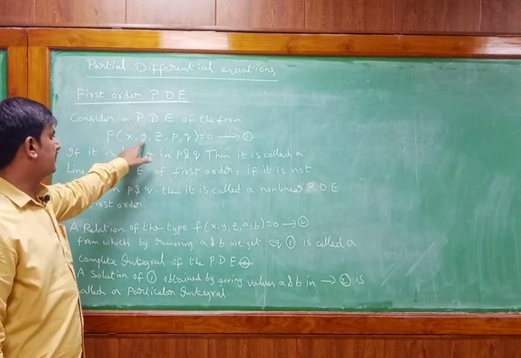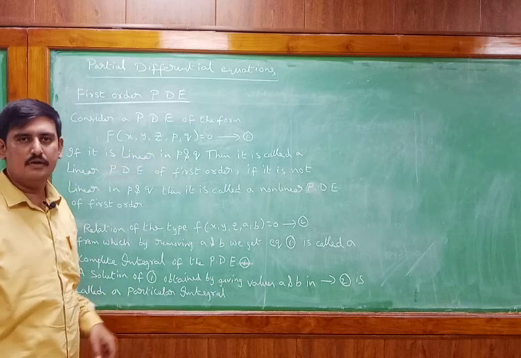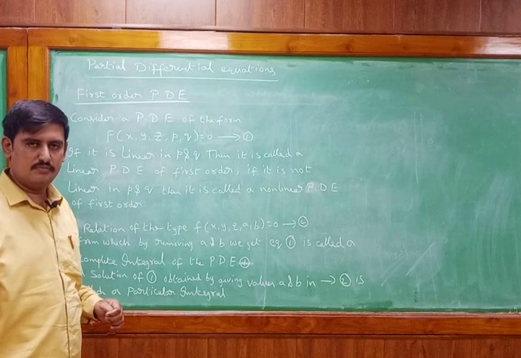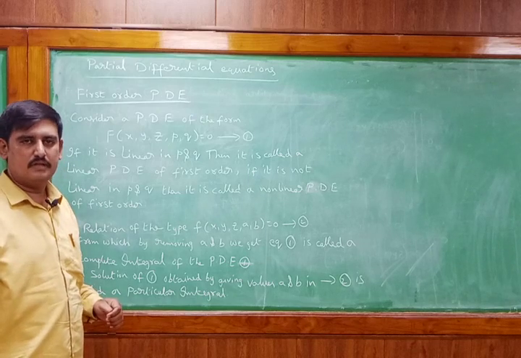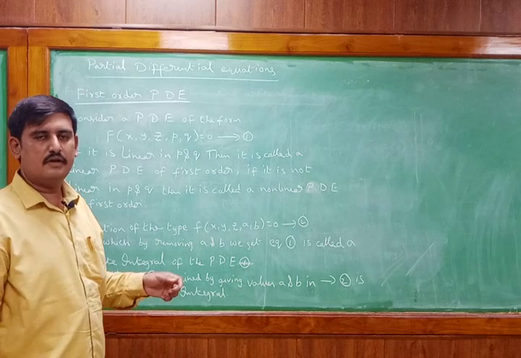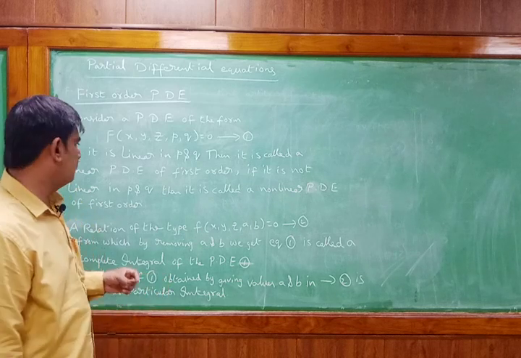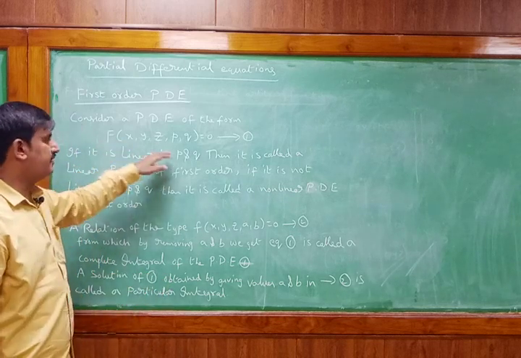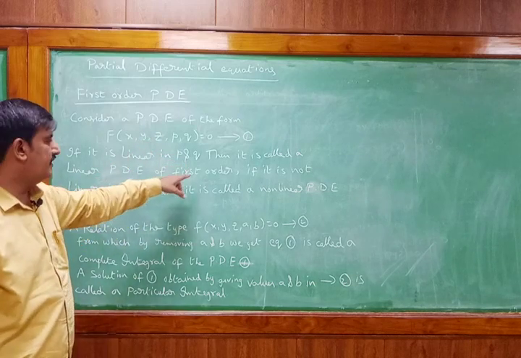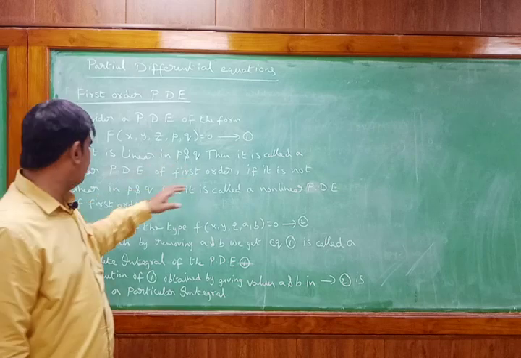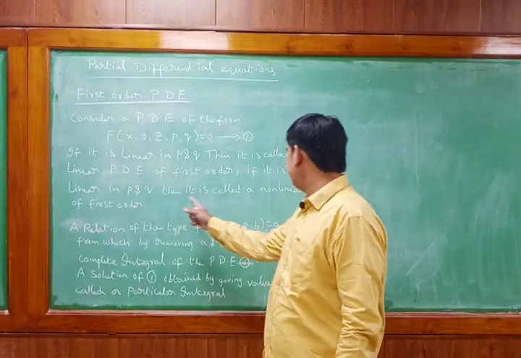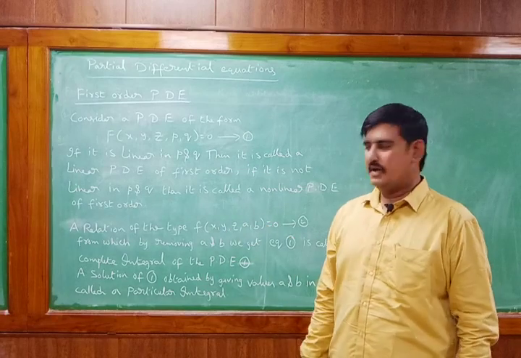So what is the form of the first order? Capital F of x comma y comma z comma p comma q. So order should be 1. That is, p is what? Dou z by dou x. Order is 1, degree also 1. And q, what is q? Dou z by dou y. Order is 1 and degree also 1. So if it is linear in p and q, then it is called a linear PDE of first order. If it is not linear in p and q, then it is called a non-linear PDE of first order.